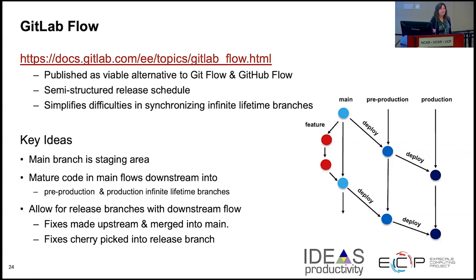So the idea here is that your main branch is the staging area, and then the mature code in main is picked off and flows downstream into your pre-production and production infinite lifetime branches. So this allows for you to have releases that go into a downstream flow. You make your fixes and features in your main and then decide when to deploy them and on what your schedule is.